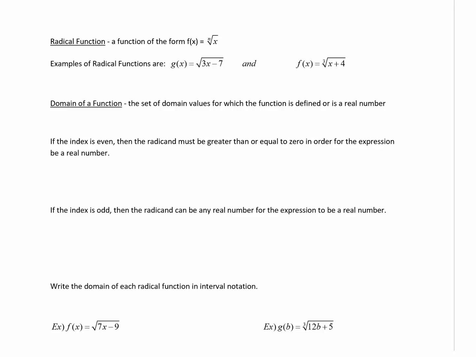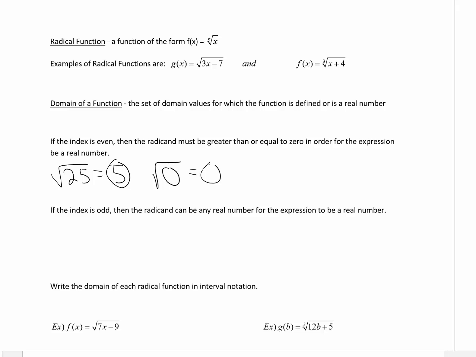a real number. Now, we talked earlier that if the index is even, then the radicand must be greater than or equal to 0 in order for the expression to be a real number. So for instance, if I do the square root of 25, I know that's a real number because that answer is 5. Square root of 0 is a real number because I know that answer is 0. But if I have a negative under a square root, we know that is not a real number because there's no value times the same exact value that will get me to negative 49.